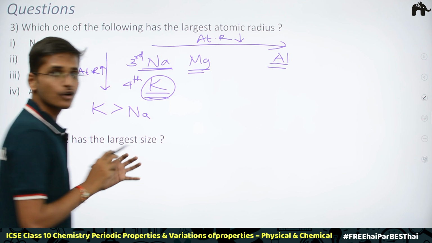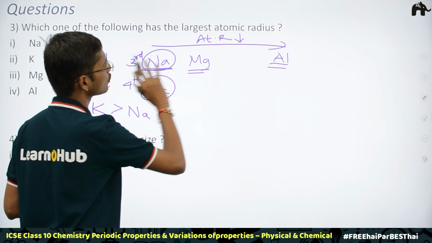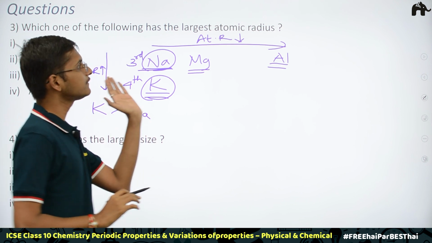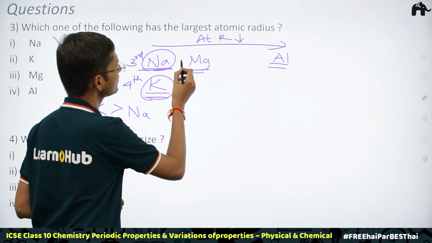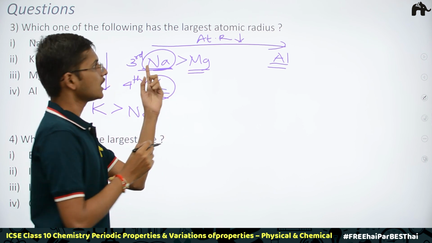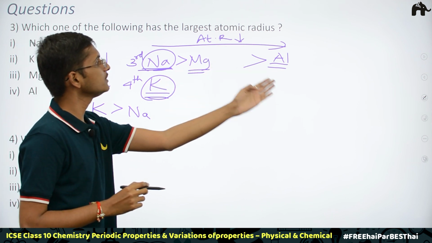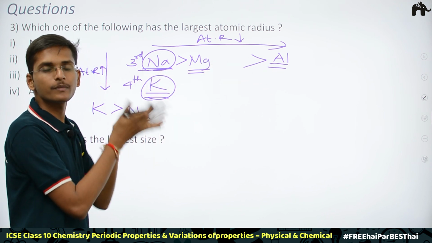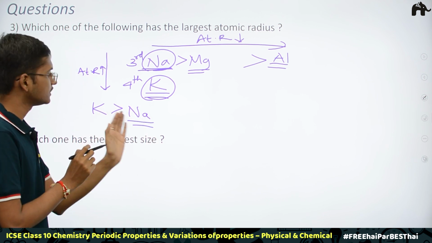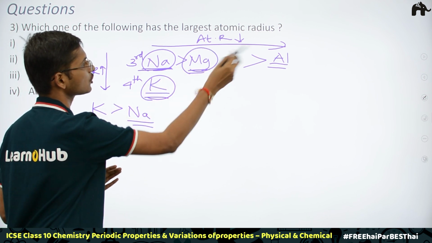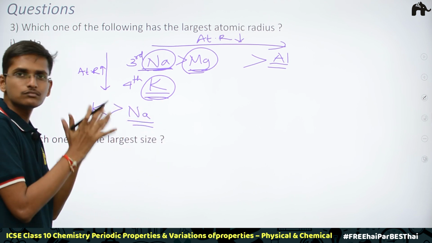Okay, but for that let's try to think logically. See, we know that across the period when we move from left to right, what happens to the atomic radius? It decreases. So this means that atomic radius of sodium is largest among all the elements, right? So among magnesium, aluminium and sodium, sodium has the largest atomic radius. So this means that magnesium and aluminium's atomic radius are even smaller than sodium. So let's try to visualize it.